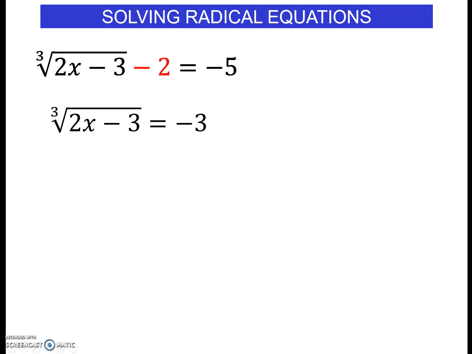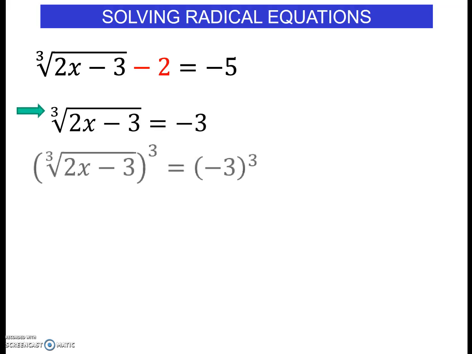So the opposite of cubing, or taking the cubed root, is to cube something. And so we're going to do the opposite here by cubing both sides. So like I said before, the nice thing about the radical stuff is that they're going to cancel each other out. And so I'm left with 2x minus 3. -3 to the third power is -27.